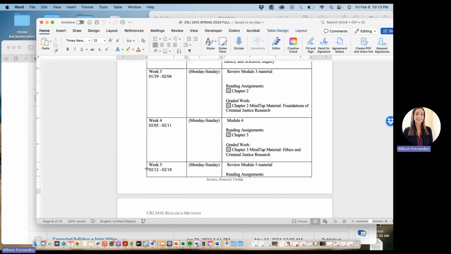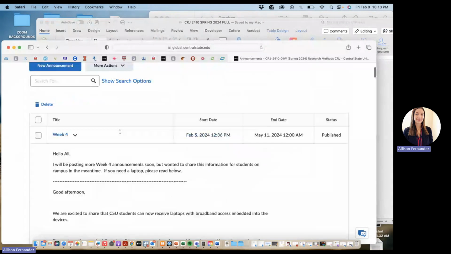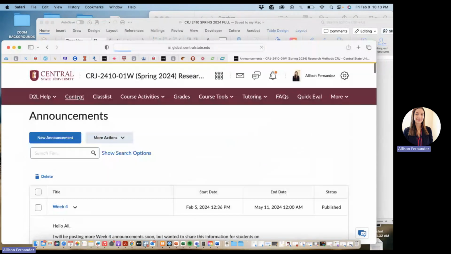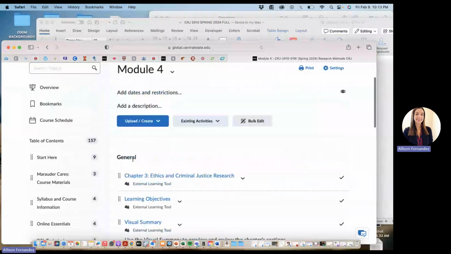This week we are covering module 4 in D2L, and you're supposed to be reading through chapter 3, which talks about ethics and criminal justice research. And then you have the MindTap material for that module as well. So if you go over to content and then click on module 4, which corresponds with your course schedule, you'll see everything under module 4.